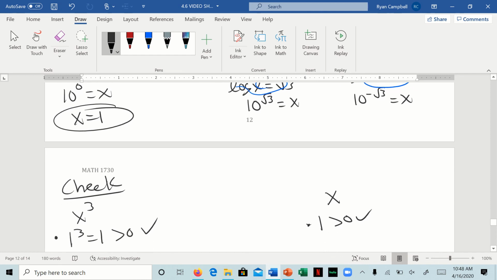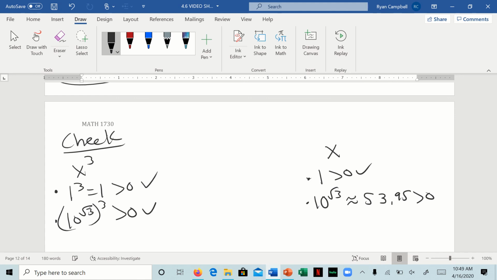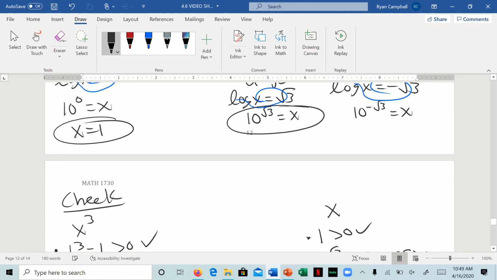Let's check 10 to the square root of 3. If you plug it into the calculator, that's going to be about 53.95, which is definitely positive. So if we cube a positive number, is that going to be positive? Yeah. So 10 to the square root of 3 is an answer, which is weird, but that's an answer.